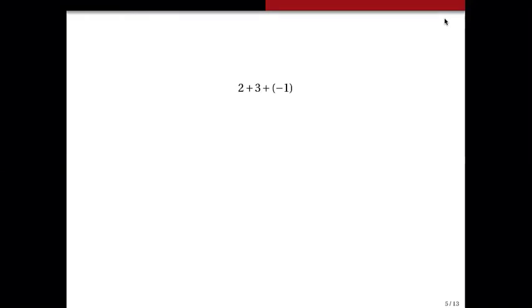Maybe you can extend it to three numbers, 2 plus 3 plus negative 1, or maybe four numbers, 2 plus 3 plus negative 1 plus 5, or even more, 2 plus 3 plus negative 1 plus 5 plus 8 plus negative 3 plus 2. Of course, if you have more numbers to add, then this expression will become longer and longer. So mathematicians have devised a way to shorten the way of writing this addition.